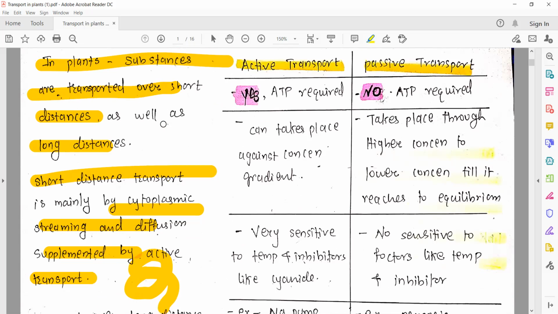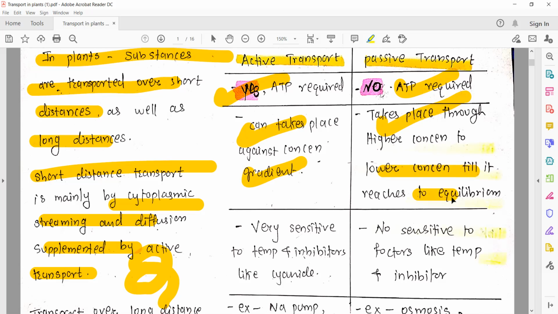Very important statement. As you can see, it is a very basic kind of question from here. Let's talk about what is active transport and passive transport. Everyone must be familiar with this because we had already dealt with it in the Cell: The Unit of Life chapter also. There also we had a talk on this. So now the same thing. Let's see over here. Yes, ATP is required. In the passive process, ATP is not at all required. Active transport can take place against the concentration gradient, but here it takes place along the concentration gradient, that is higher concentration to lower concentration till it reaches equilibrium.